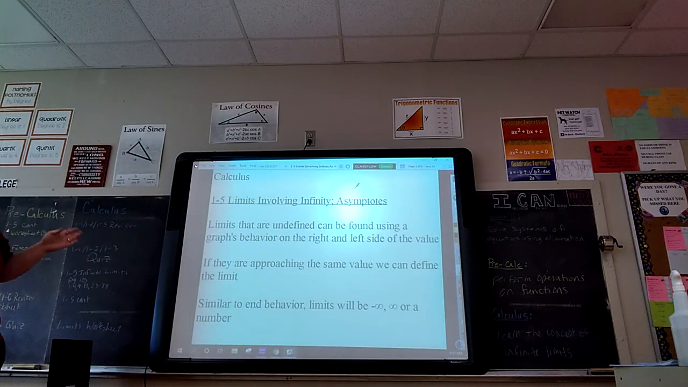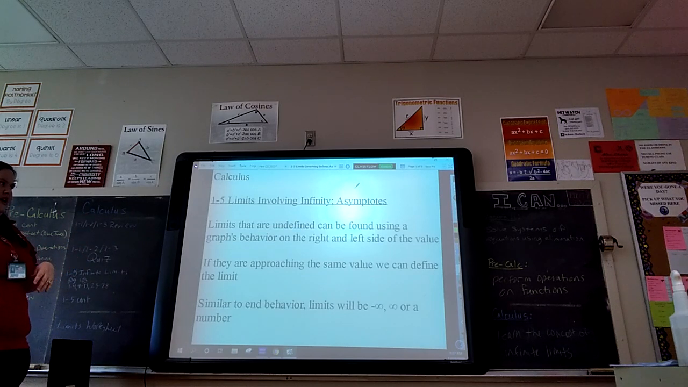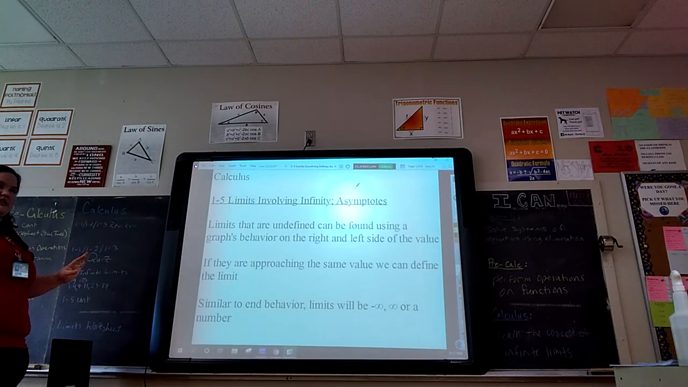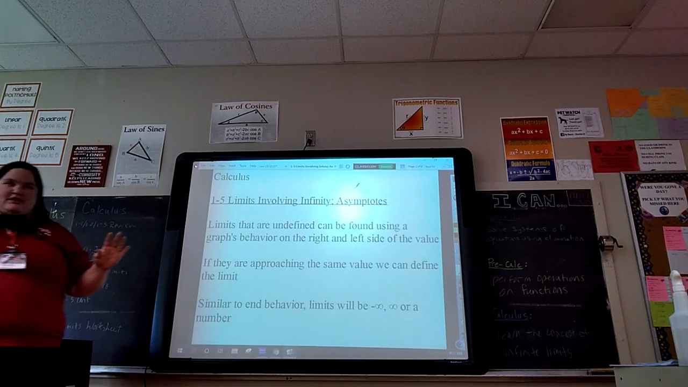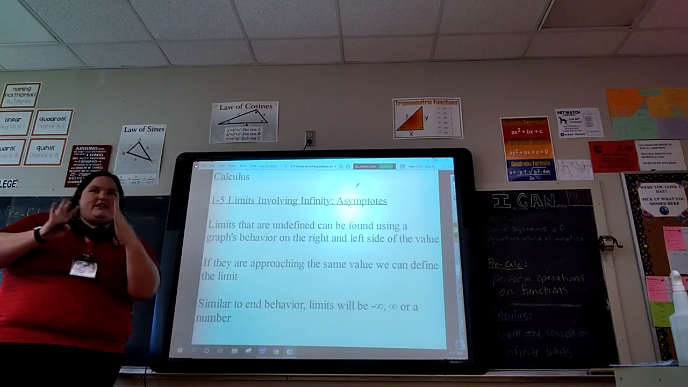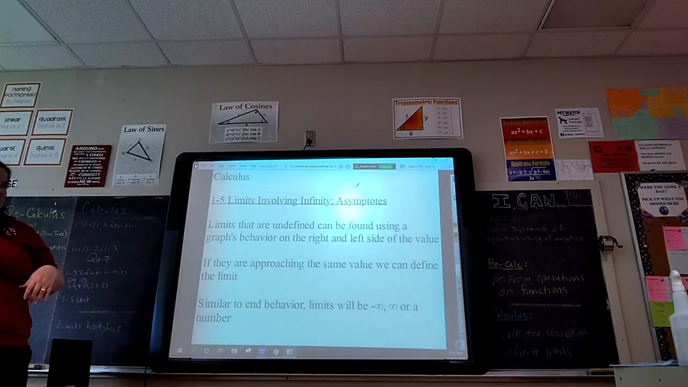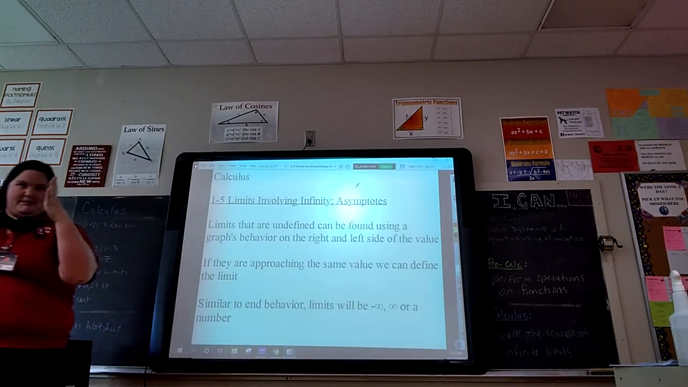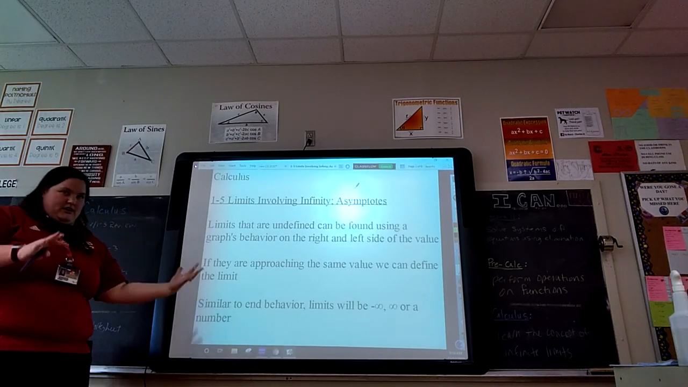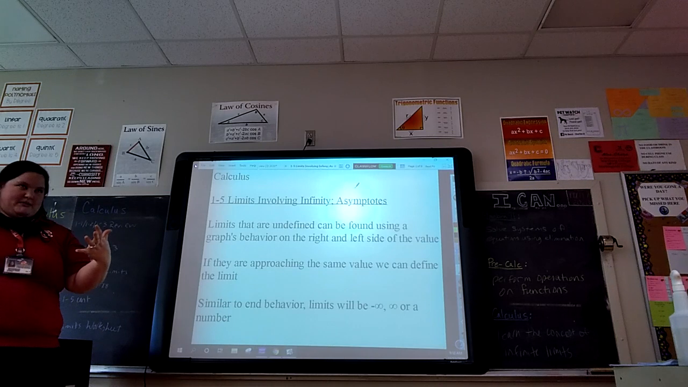So I just have a couple of bullet points here. Again, limits can be defined using the graph's behavior. What we really want to do is look at what is happening as it's coming into that value from the left side and the right side. So we're going to do something called a left-hand limit and a right-hand limit. There's some notation we're going to talk about. And if they're approaching the same value, then we can say that's what the limit is.